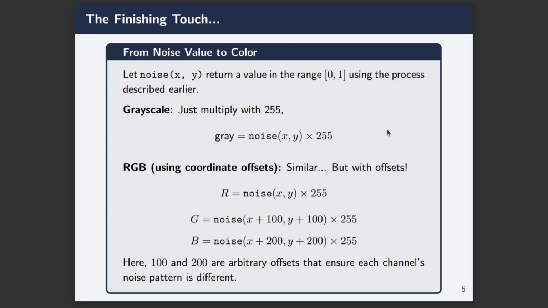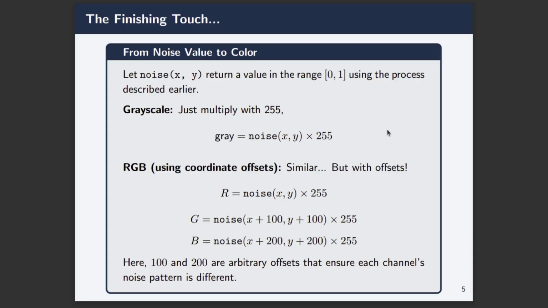Note that this value will obviously be in the range 0 to 1. Now, this value is not actually enough. We need to convert this value to a color value, right? So for grayscale, we can multiply this value by 255 to get a grayscale value for that point. And when we do this for each of the points, we will get a grayscale noise.